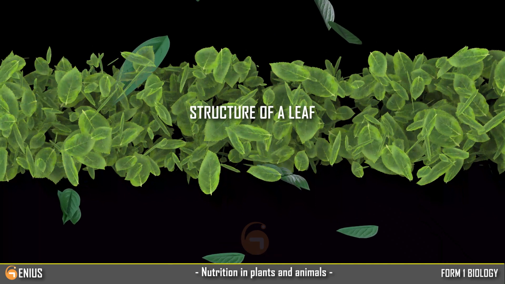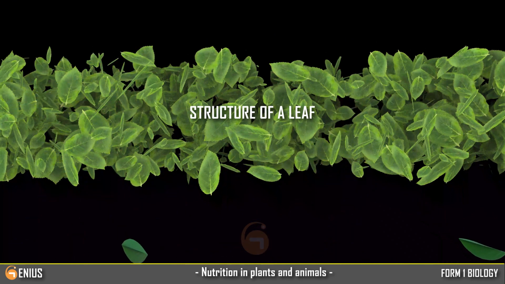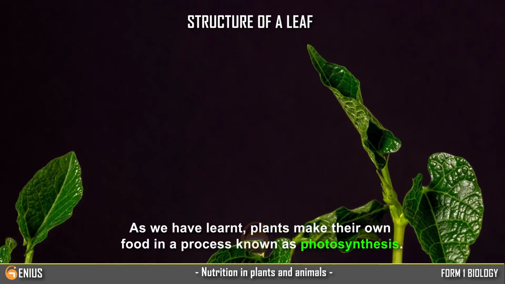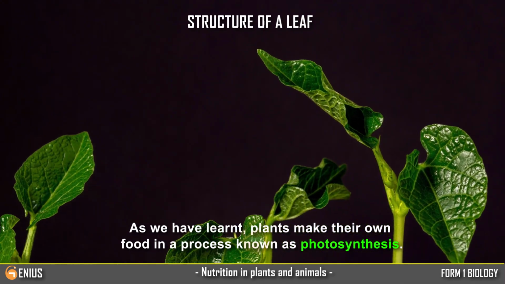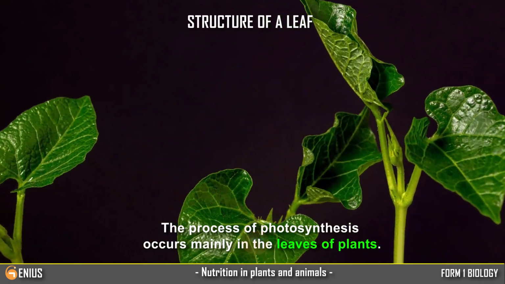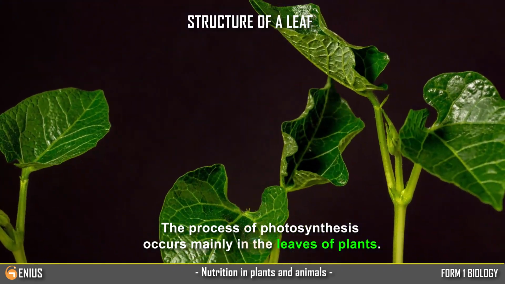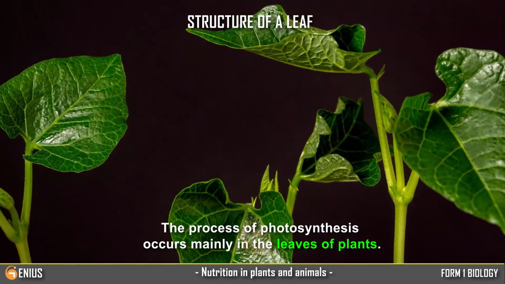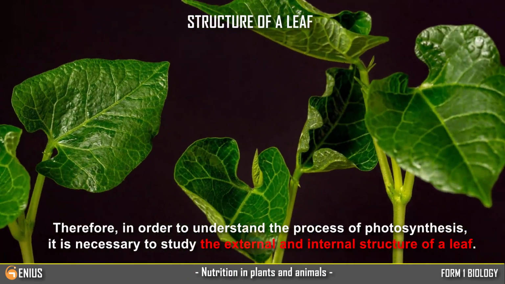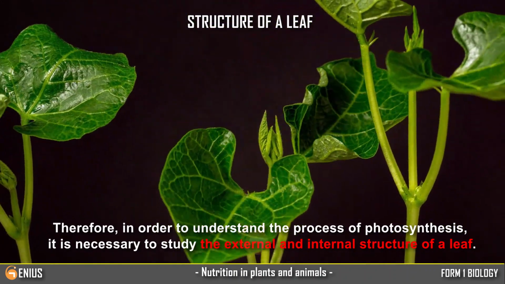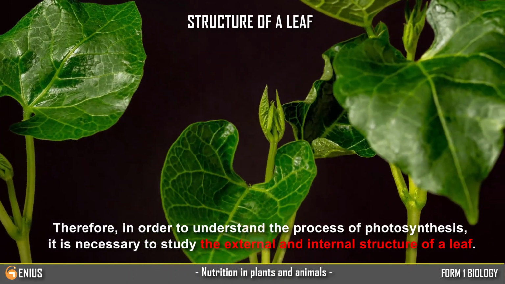Structure of a leaf. As we have learnt, plants make their own food in a process known as photosynthesis. The process of photosynthesis occurs mainly in the leaves of plants. Therefore, to understand the process of photosynthesis, it is necessary to study the external and internal structure of a leaf.